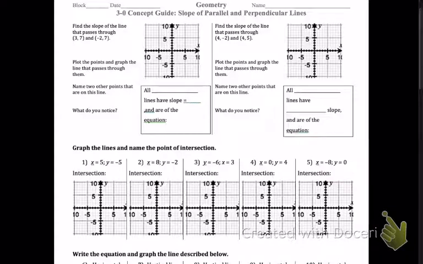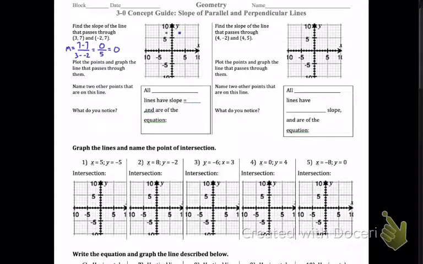Anyway, find the slope of the line that passes through these two points. Well, the formula for slope is y2 minus y1 over x2 minus x1, and we end up with 7 minus 7 is 0 over 5, which simplifies to 0. So the slope of this line is 0. Let's take a look at this.